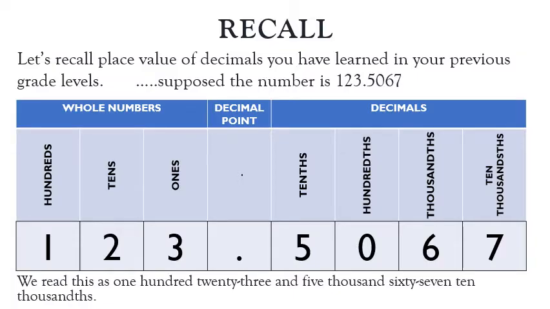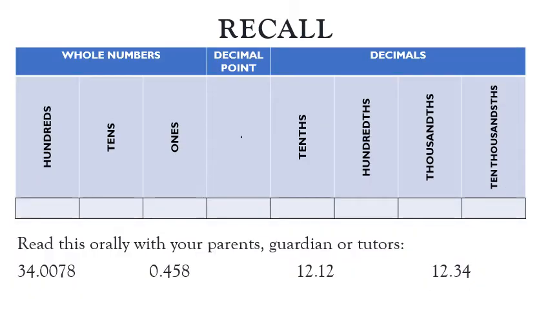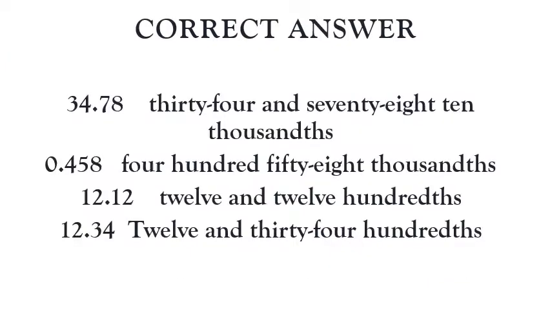Let's recall place value of decimals you have learned in your previous grade levels. We read this as 123 and 5,067 10,000ths. 34 and 78 10,000ths. 458 thousandths. 12 and 12 hundredths. 12 and 34 hundredths.